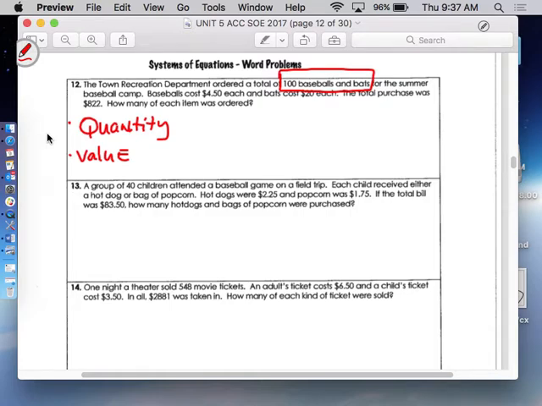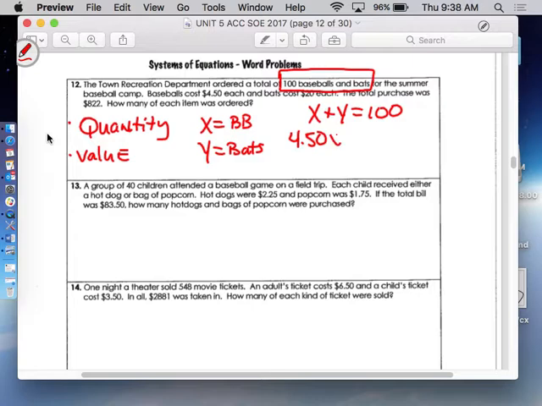And then we're told the value of each. So I will just let X represent the baseballs, Y is going to represent the bats. So my first equation would be my quantity equation. How many baseballs and bats do I have? So I'm going to set up X plus Y equaling 100. And then my next equation will attach value to each. So a baseball is worth $4.50, so 4.50X plus 20Y, and the total purchase was $822.